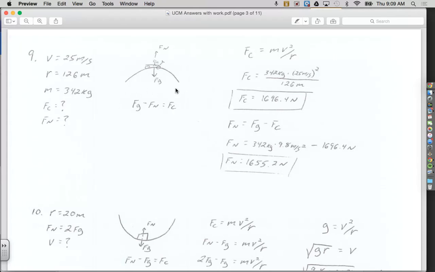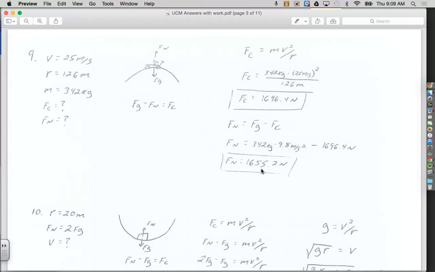Well, I can take my equation where I know that my stuff towards the inside of the circle minus my stuff going to the outside of the circle equals centripetal force, and I can plug in my numbers. I just rearranged this for the normal force, so I add normal over to the right and subtract centripetal force to the left. And I get the normal force equals the mass, 342 times 9.8 meters per second squared, because that's force of gravity, m times g. Centripetal force we just solved for, so I can plug in. And I know the ground is pushing upward 1,655.2 newtons.